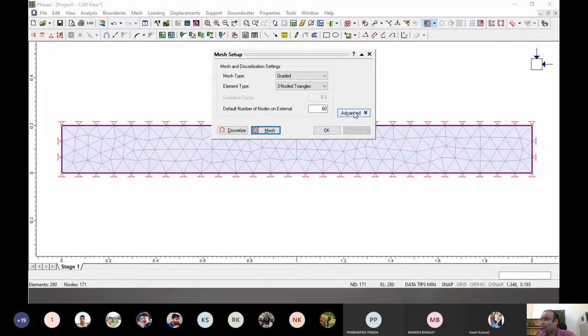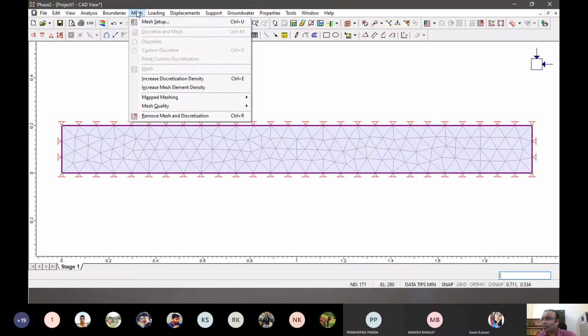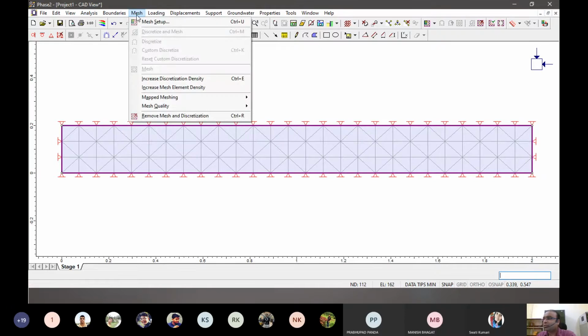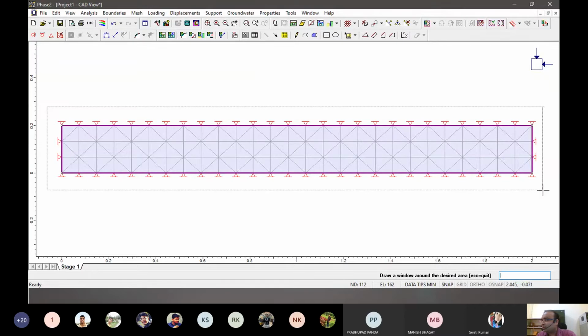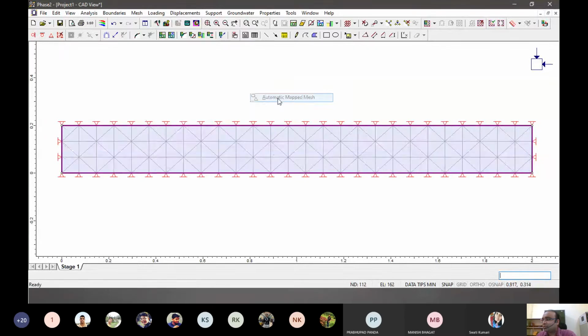And let's click OK. One thing more we can do is, because this is a regular material, regular shape, we can do the mapped meshing as well. Mapped meshing is quite generic, and because it is very symmetric, we can do that. We can improve the mesh quality, increase mesh density, and again do mapping. Any sort of combinations you can do.